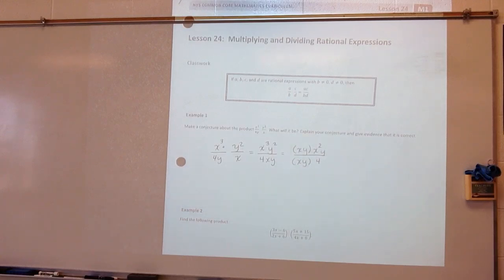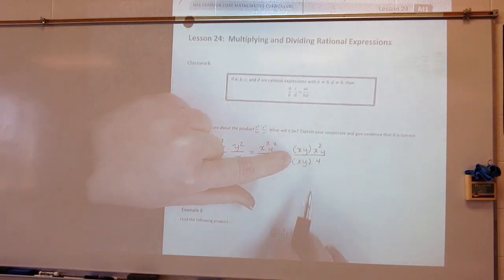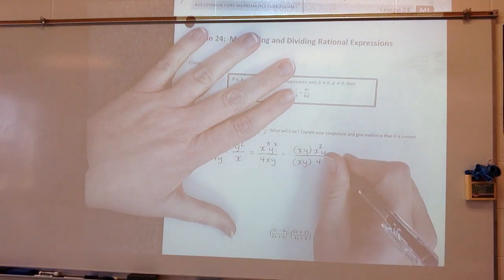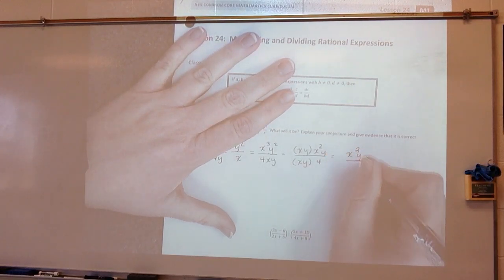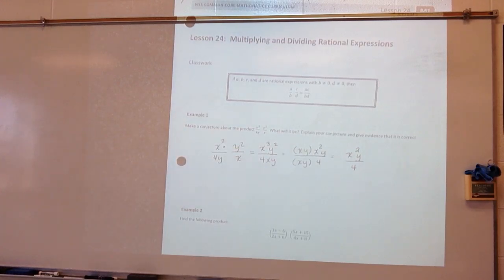So here's what I have. Now we divide the common factor xy from the numerator and the denominator to find the reduced form. When I divide xy by xy, I get 1. So what's left is x squared y over 4. Notice you did not hear me saying cancel out the x and y or cancel the common factor, because we're actually showing division. They don't cancel. We want to show that we're actually doing division here.